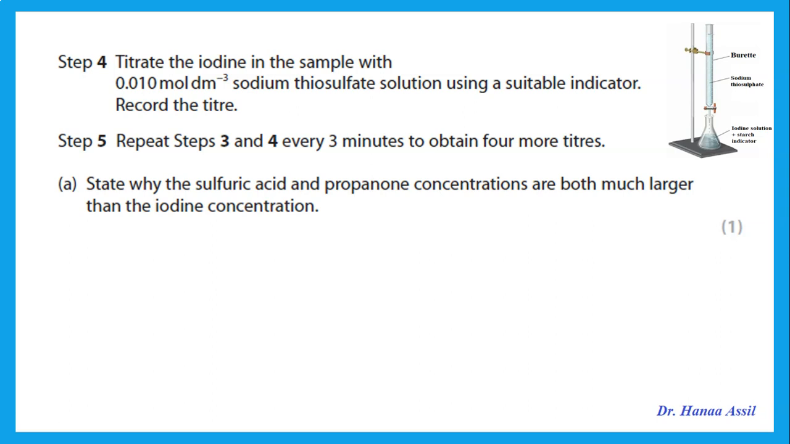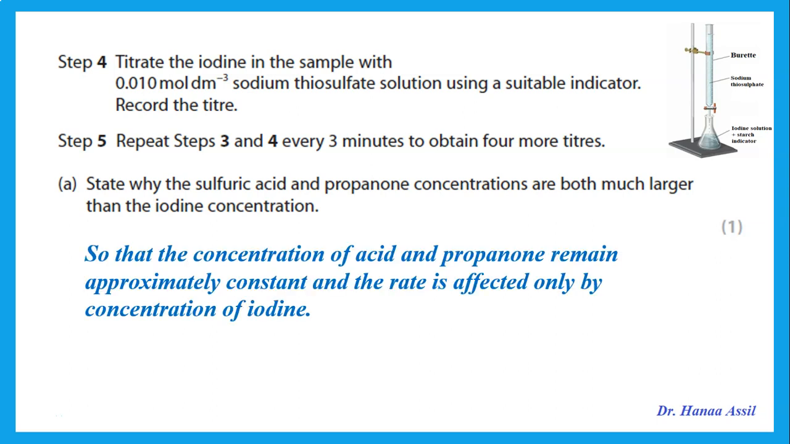State why the sulfuric acid and propanone concentrations are both much larger than the iodine concentration. Remember, I'm trying to determine the effect of concentration of iodine on the rate. So usually we put the others at a very large concentration. Why? So that they are almost constant. So that the concentration of the sulfuric acid and the propanone remain almost constant, so that the rate will be affected only by the change in concentration of iodine.